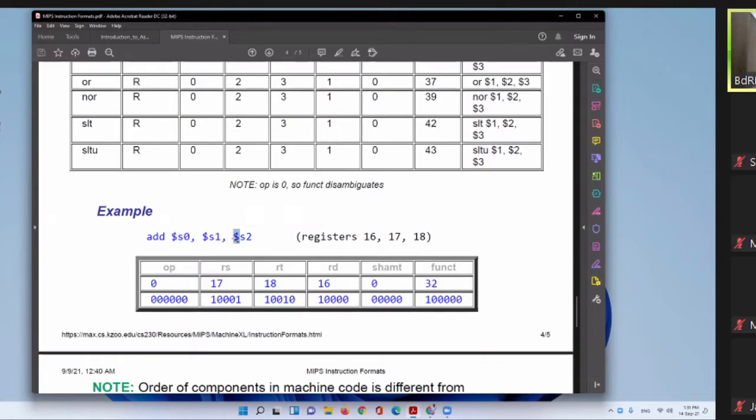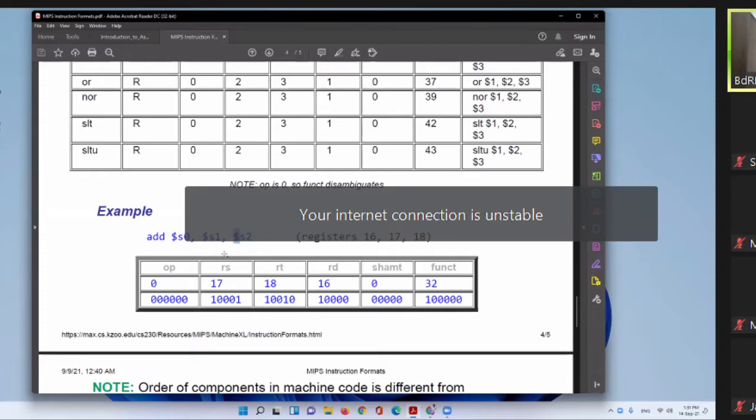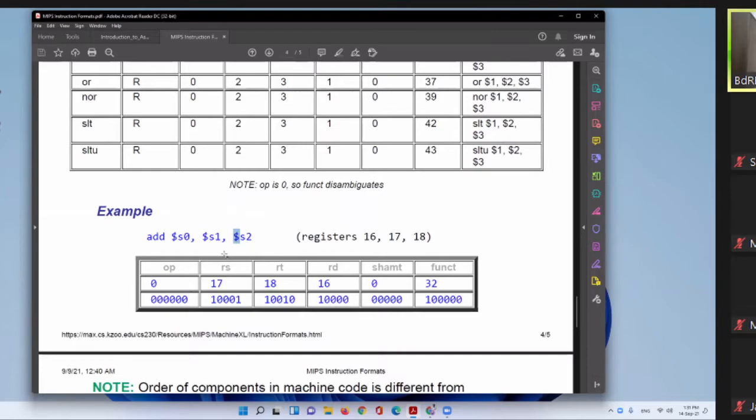Please remember, whenever you write code in MIPS or RISC types of processor, you must have a dollar sign before the register. But whenever you write code for CISC types of processor, for example the Intel processor, you don't need to write the dollar sign. You just need to write the name of the register, for example EAX, EBX, AX, BX, AL, AH. No need to write the dollar sign. But here, whenever you write any register as a variable, you must write the dollar sign.